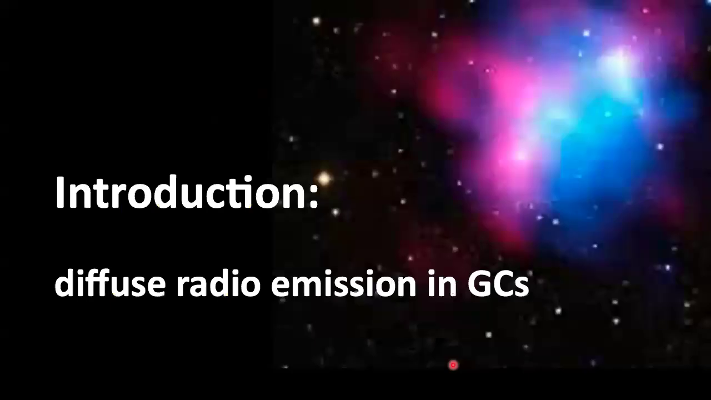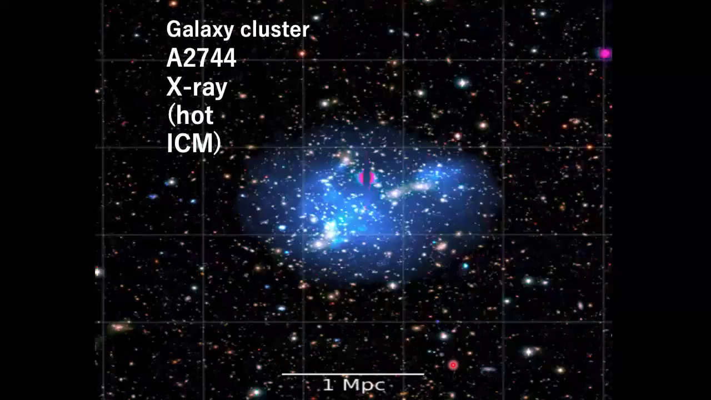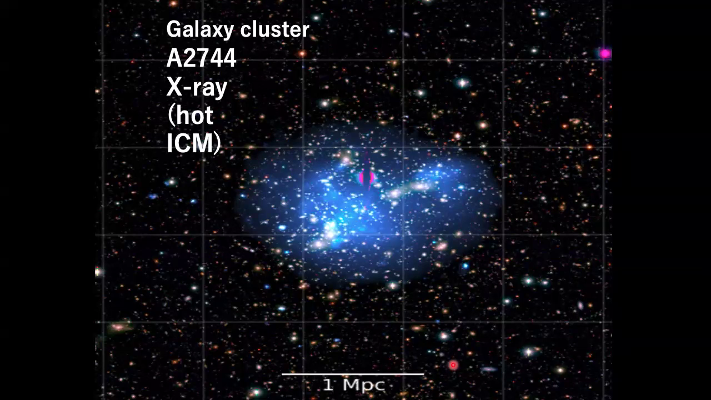Okay, so let me start from the very basic introduction of diffuse radio emission inside galaxy clusters. This is an X-ray view of a galaxy cluster. The colored ones, which look like points, are galaxies inside the galaxy cluster, and the X-ray emission is colored blue. We can see the diffuse X-ray emission in between galaxies, which means there is very hot gas between galaxies. And importantly, this gas is more massive, more important than the galaxies inside the galaxy clusters.